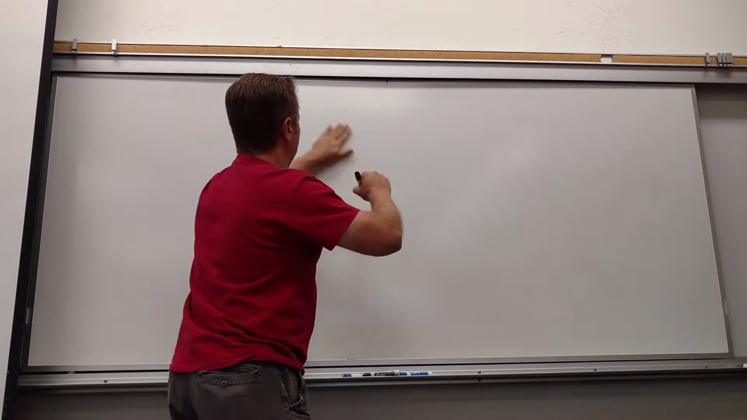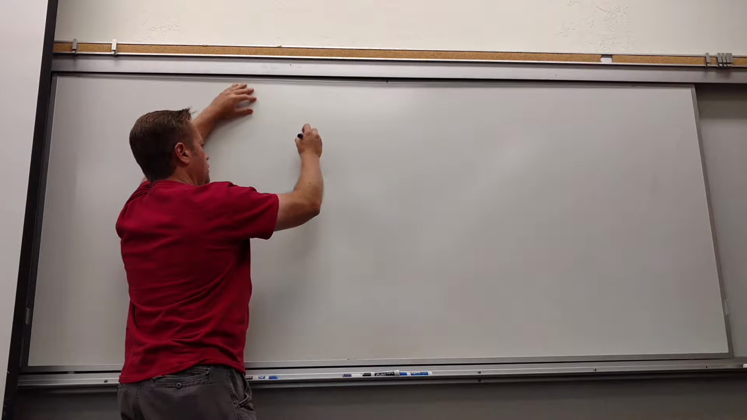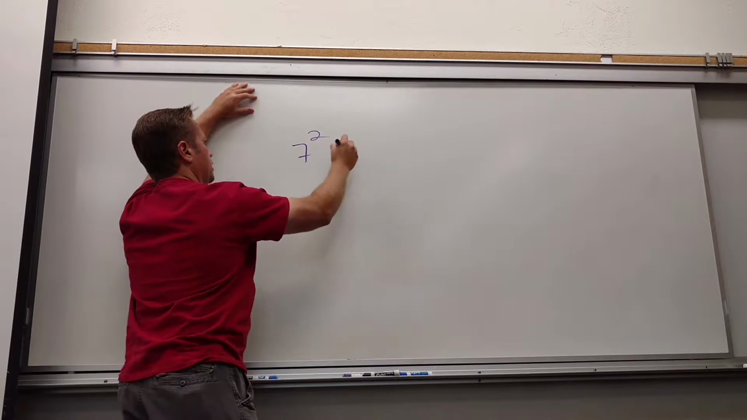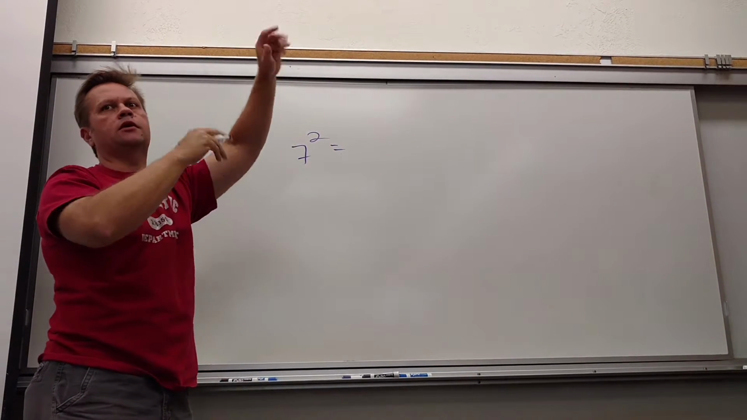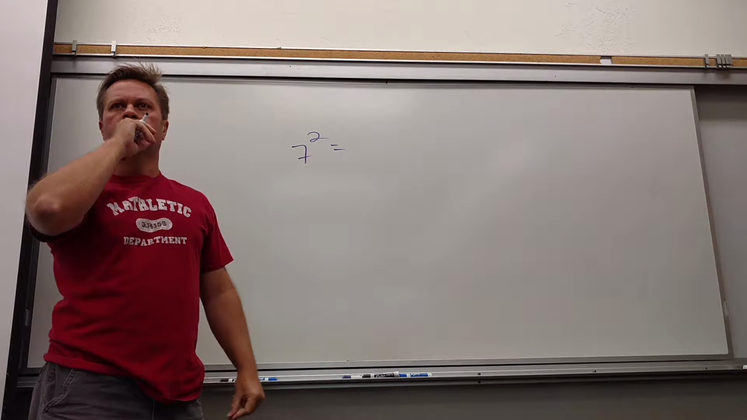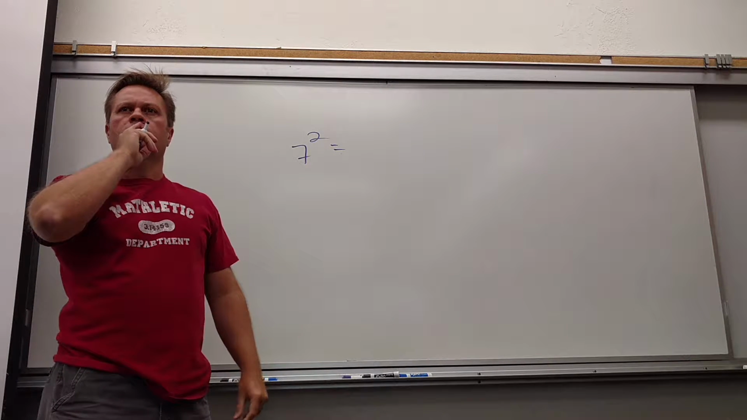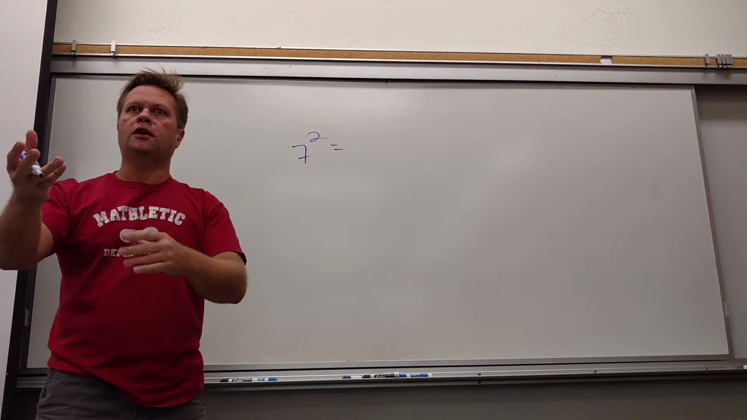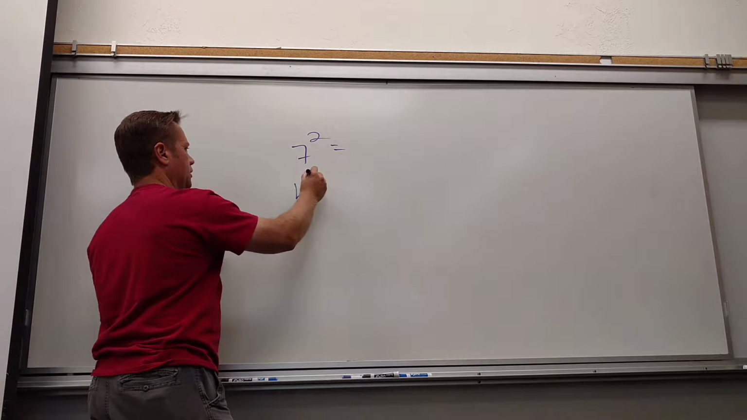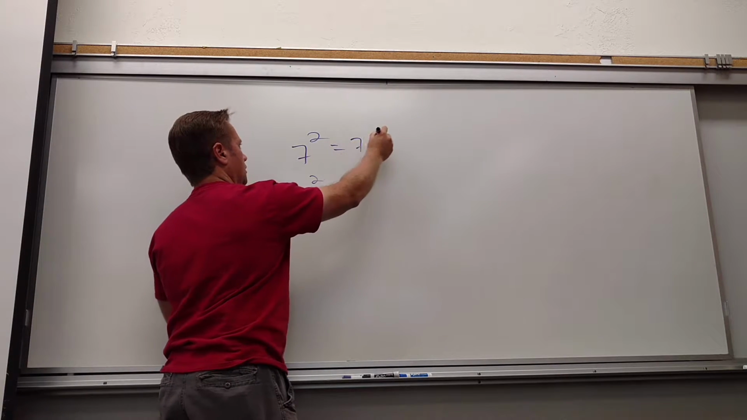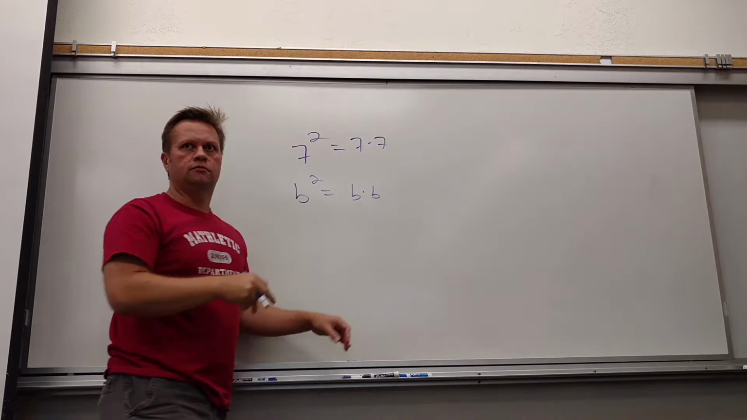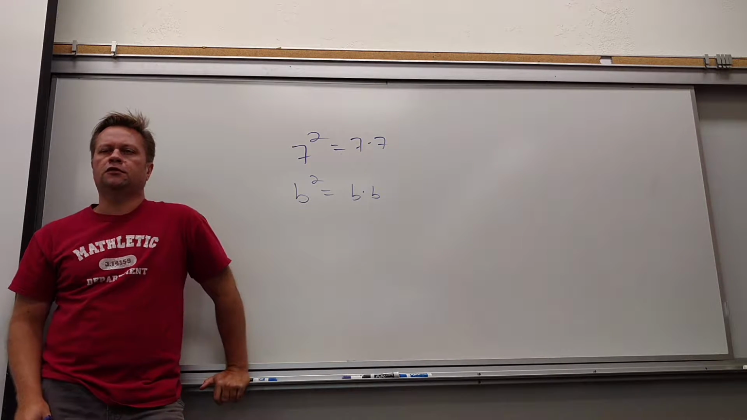But I mean, how do you do 7 squared? How would you work that out? What is 7 squared? 7 times 7. Right? So then what's B squared? B times B. Okay, so you knew it. I mean, that's what exponents are for, right?